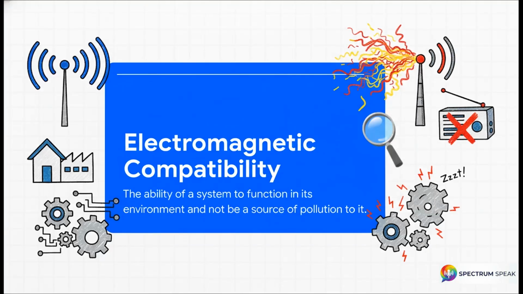Here's the textbook definition, and it's actually beautiful in its simplicity. EMC really just means your system has to do two things. One, it has to work properly in its environment. And two, it can't pollute that same environment with its own electrical mess. Basically, it has to be a good electromagnetic neighbor.